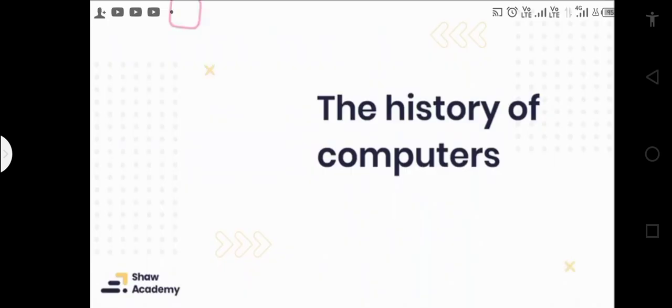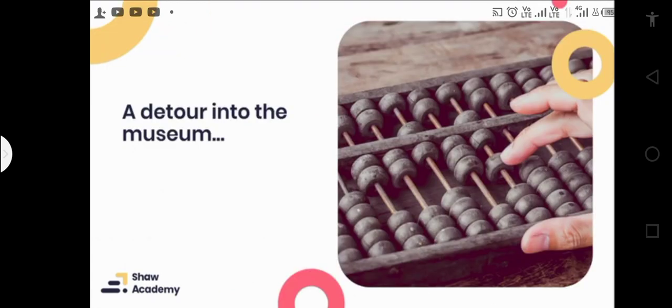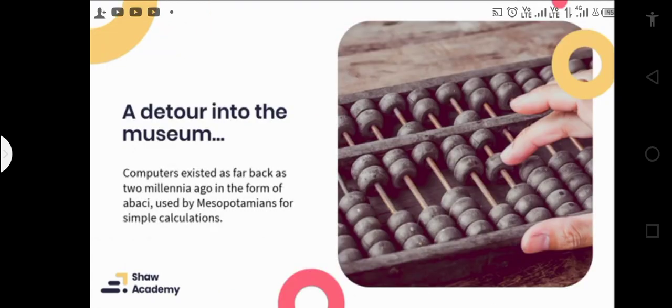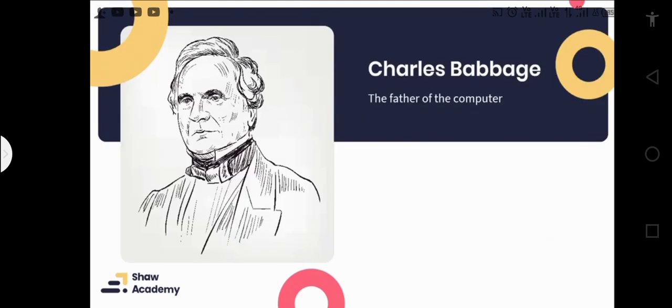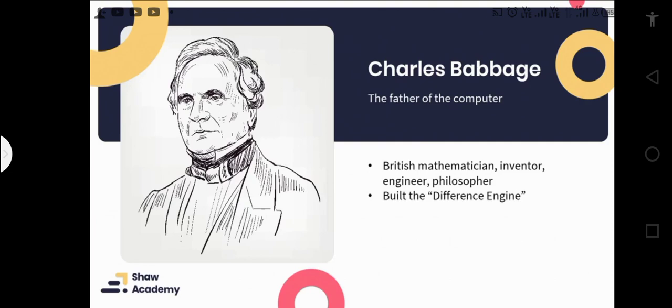To understand how all this came into being, let's take a quick detour into history. Computers existed as far back as 2 millennia ago in the form of abaci, used by Mesopotamians for simple calculations. Our point of interest, though, is a bit more recent. Charles Babbage, a British mathematician, inventor, engineer, and philosopher, is considered to be the father of the computer. He built what he called the difference engine. It was a massive automatic mechanical calculator that could do lots of mathematical operations.